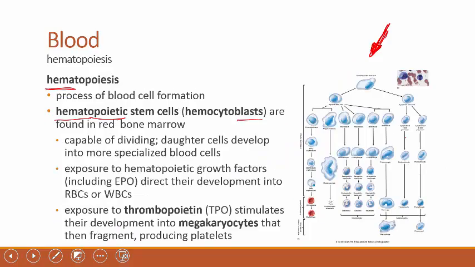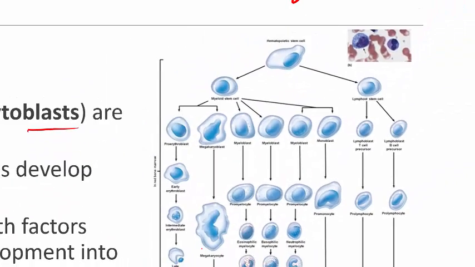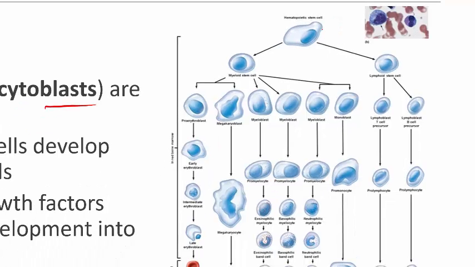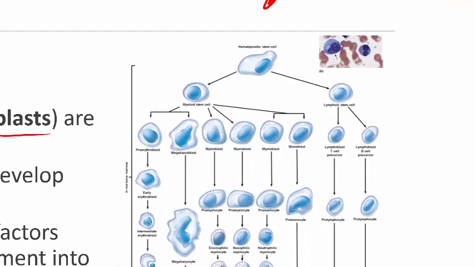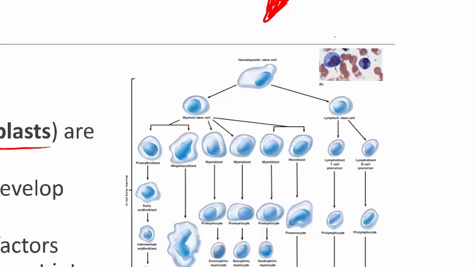Wrong way. There, I can make it bigger. But here's our hematopoietic stem cell, and now I can't draw on it, so that's one of the downsides. I make it bigger and then I can't draw. But our hematopoietic stem cell, as it divides, can produce myeloid stem cells or lymphoid stem cells.